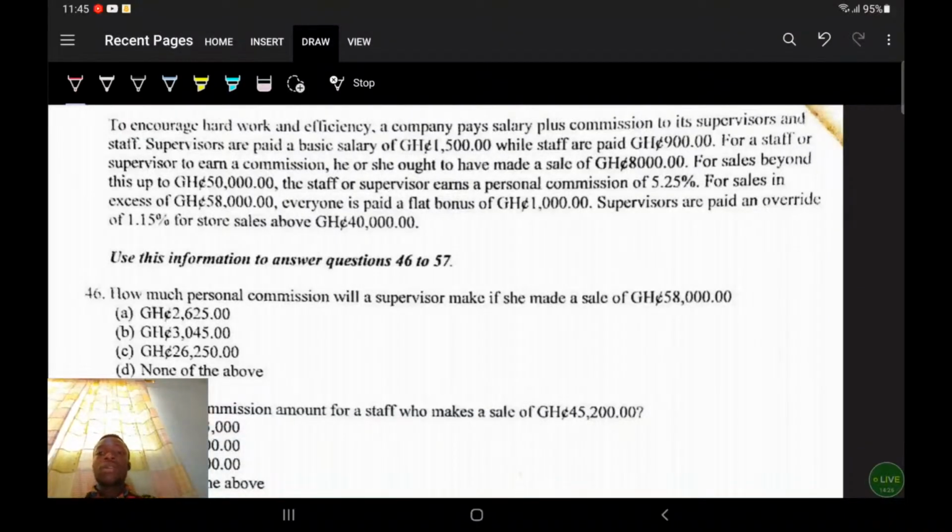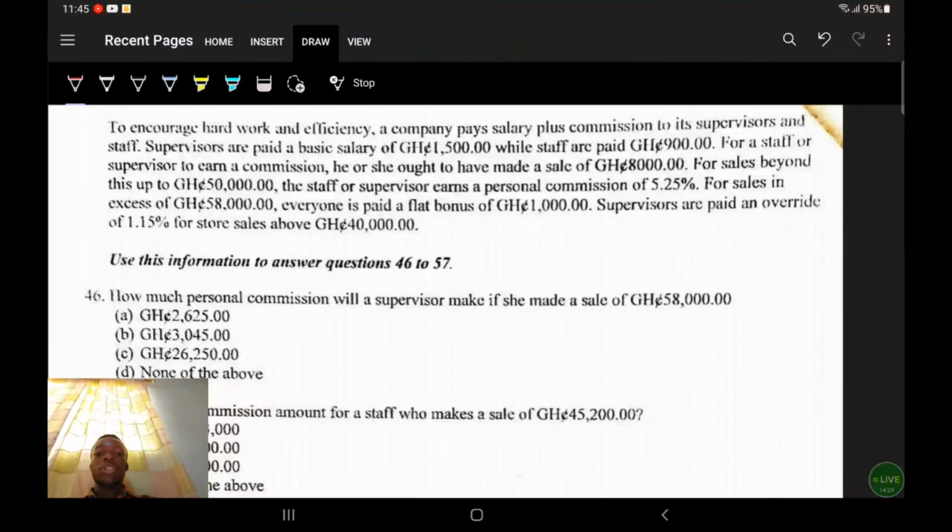As you can see, there is another section of questions. You are asked to use this information to answer questions 46 to 57. Let's read. To encourage hard work and efficiency, a company pays salary plus commission to its supervisors and staff. If you remember from our previous video, we said commission is given in order to encourage hard work, efficiency and even productivity of the staff within the company in general.